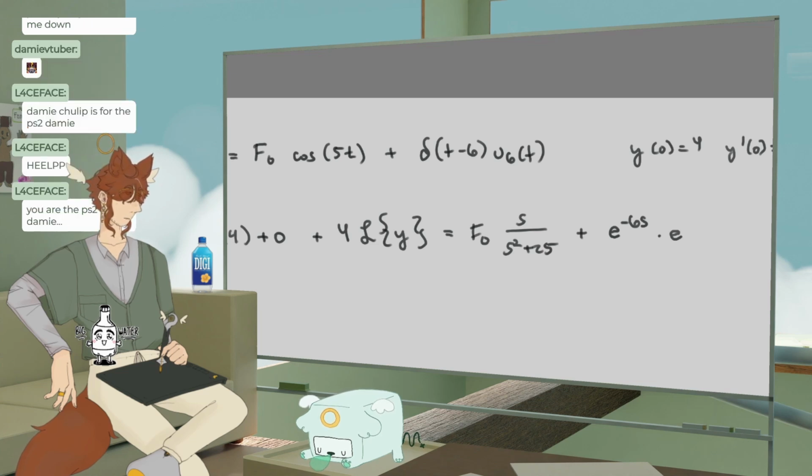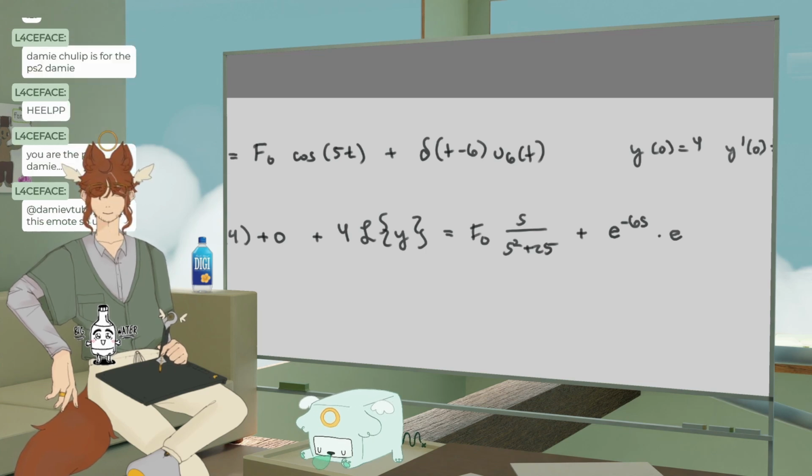Delta function. What am I doing? E to the negative. Yeah, it's e to the negative. Oh, you are the PS2. Where's my unit step function? I just need to multiply two things together, and I'm really failing at that. I love failing so hard.